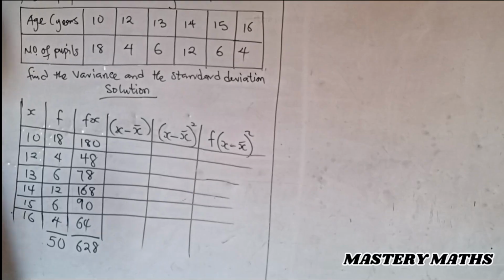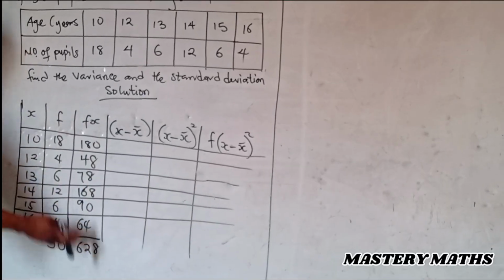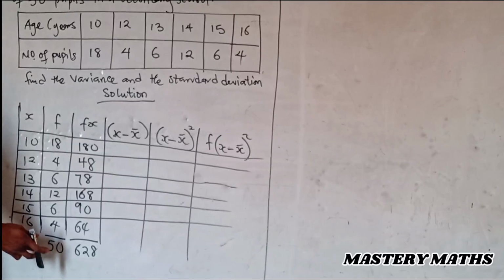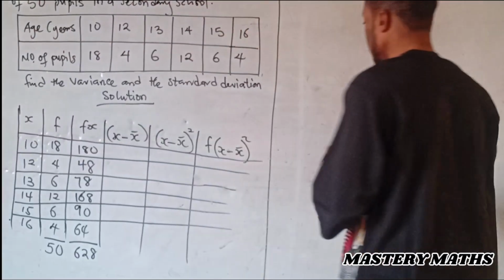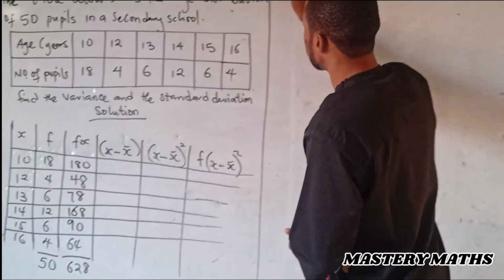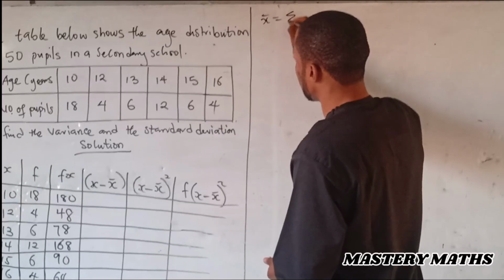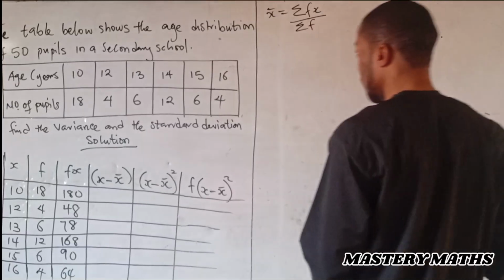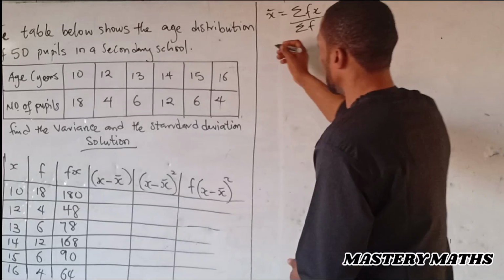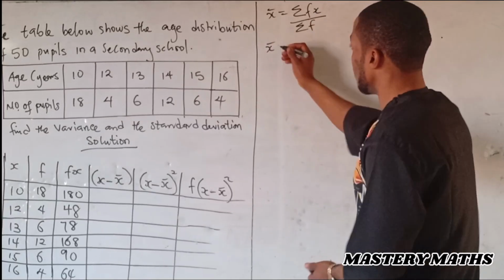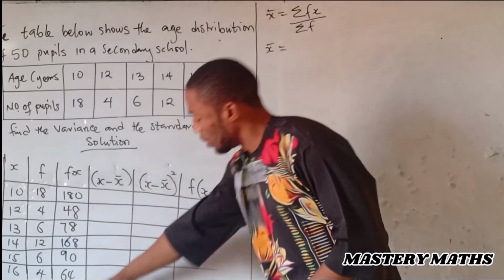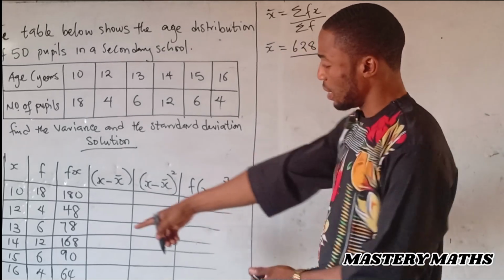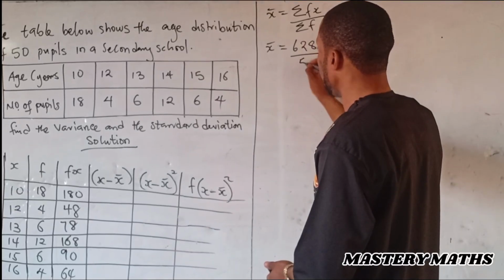The only way you can solve for the mean is by using your fx to divide the frequency. How? Now, coming to this side, you say your mean is equal to the sum of fx over the sum of f, the frequency. Remember, we are solving for the mean. So we'll say our mean is equal to the fx, which is 628, divided by the frequency, which is 50.